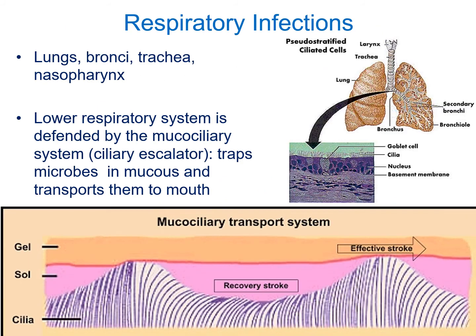The lower respiratory system is protected by what's called the mucociliary transport system, also known as the ciliary escalator. So you have pseudostratified ciliated epithelial cells. They've got cilia at the top on their apical end, and we've got these goblet cells that produce mucus, and the mucus will sit on top of the cilia.